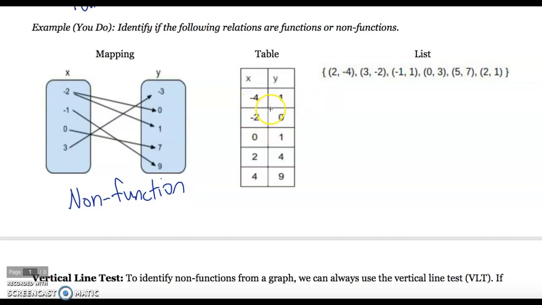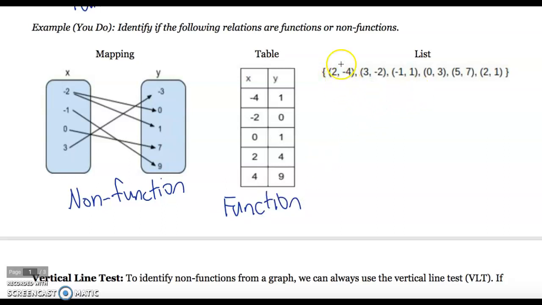Okay. Our table, let's check this one. So -4 goes to 1, -2 goes to 0, 0 to 1, 2 to 4, 4 to 9. That is perfectly fine. Each of these x values, especially because none of them are repeated, only go to one y value. So that one is a function.